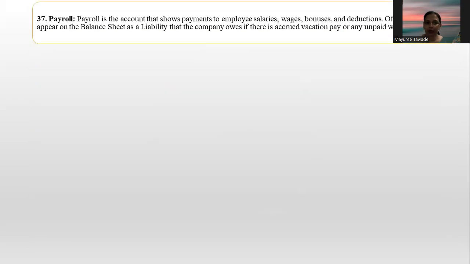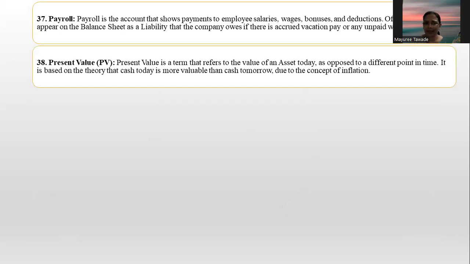Then comes payroll, the account that shows payment to the employee: salary, wages, bonus, and any kind of deduction. Present value is the term that refers to the value of an asset today, as opposed to a different point in time. So it is based on the theory that cash today is more valuable than cash tomorrow. So what is the value of my asset today?